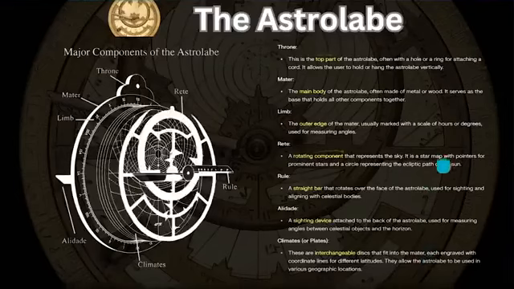Right, so here's a nice breakdown of all the major components and a nice little explanation. The throne, they call this, was where the peg where you hang it, essentially. The mater, the main body, the piece which all other things are attached to. The limb is the outer edge, which has stuff on it, usually climates, zodiacs, marks, hours, numerals, something like that. You have the rete, the rotating component, which we just referred to as the celestial sphere part.